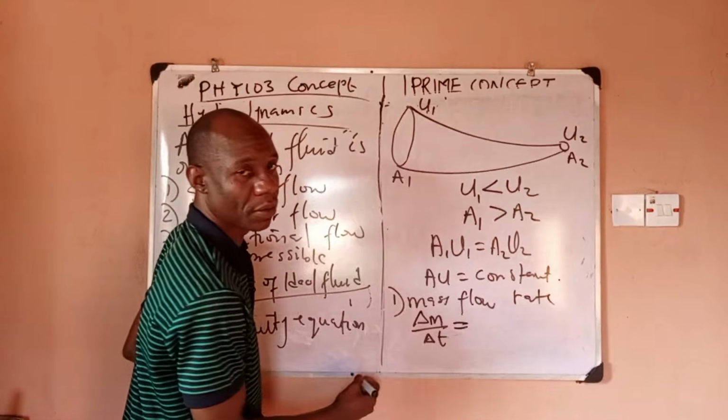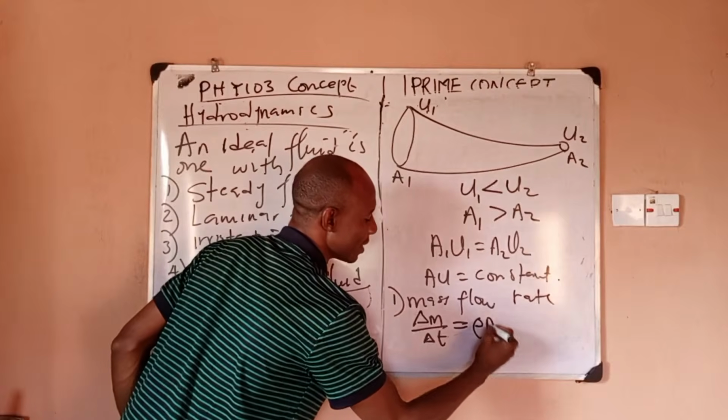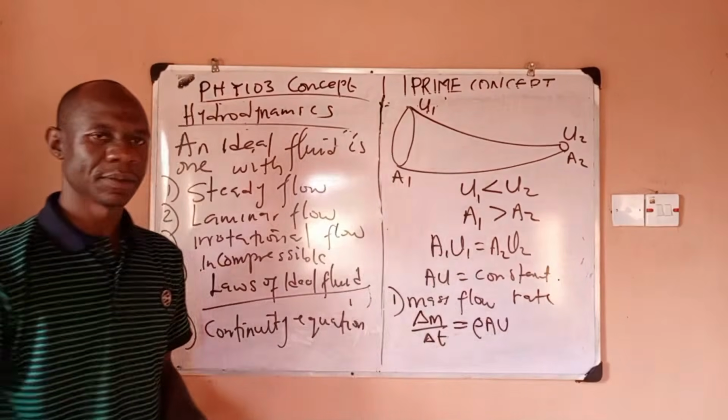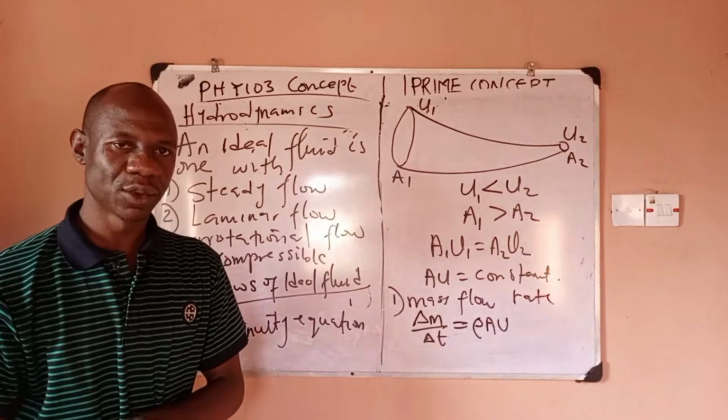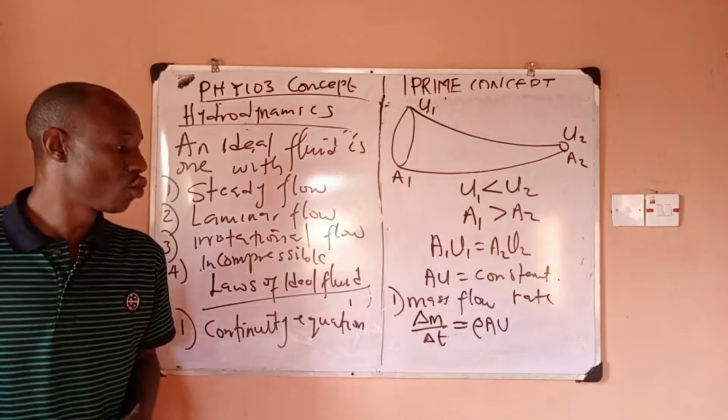And what is the formula for mass flow rate? It is density times area times velocity. Mass flow rate is what? Density times area times what? Velocity. Number two term.